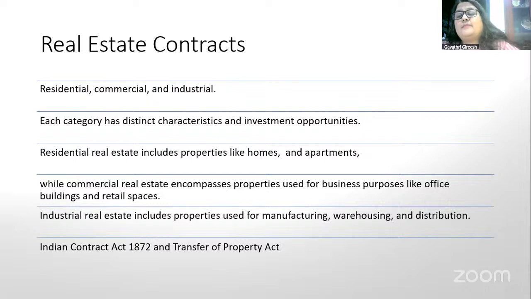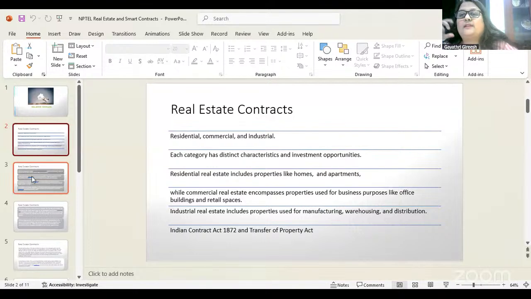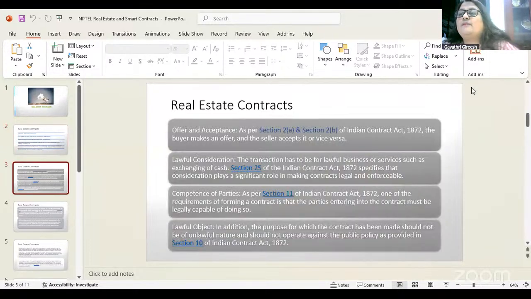Now, what are the two major acts or legislation which form the legal framework for real estate contracts? One is, of course, the Indian Contract Act of 1872, and another is the Transfer of Property Act. These form the major framework of real estate contracts. Now, moving on to the next slide. When we look into the Indian Contract Act of 1872, we should also understand that the basics of contracts are applicable in real estate contracts.